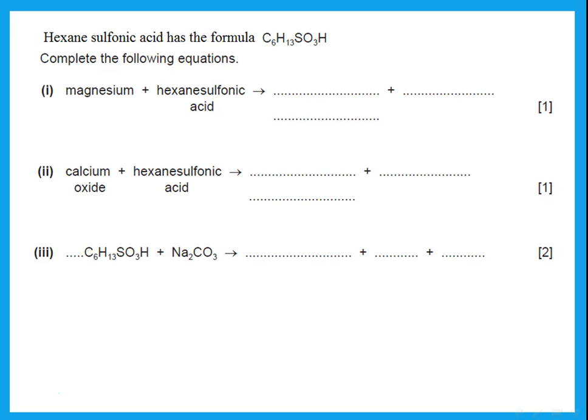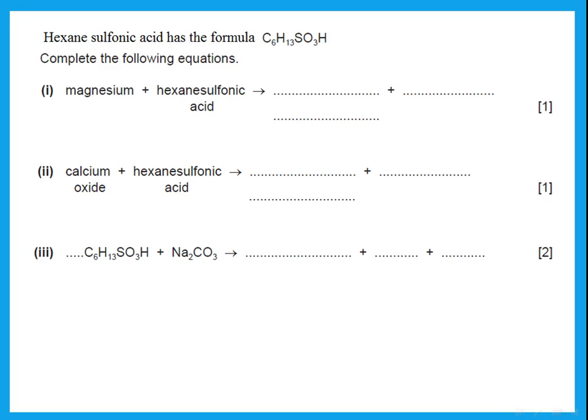So, let's complete these reactions. He's giving me an acid that I haven't seen before. So, this is called hexane sulfonic acid, and he's giving me the formula. Again, I'm going to remind you that these kinds of acids are what we call organic acids. And in the organic acids, the hydrogen that is being donated is the one at the end. So when I have C6H13SO3H, it is the H at the end that I'm going to remove and put something instead of it.